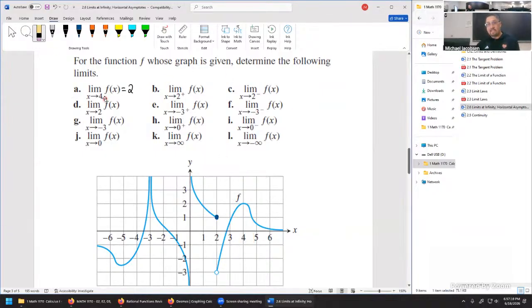And really that's the process. Look at where x is going first. Find that region along the x-axis that matters. This one is we're going to 2 from the right. We're going towards positive 2 from the right. The only region that really matters is something like this.